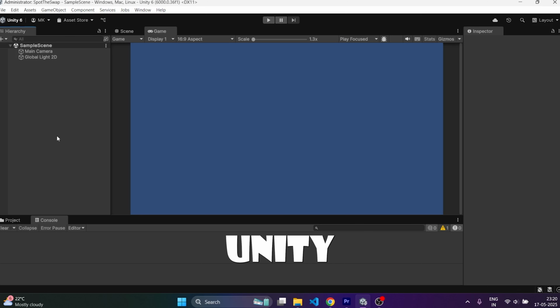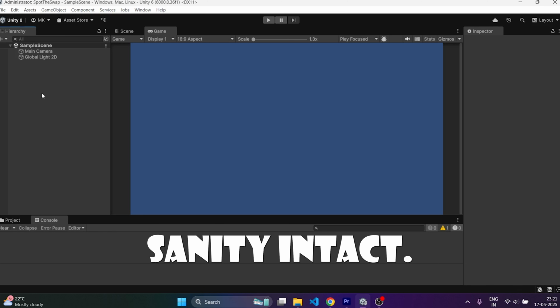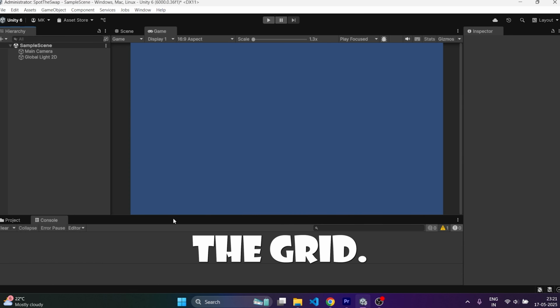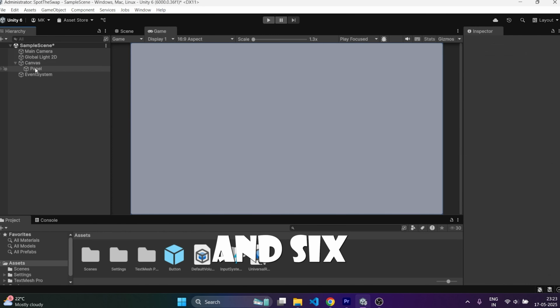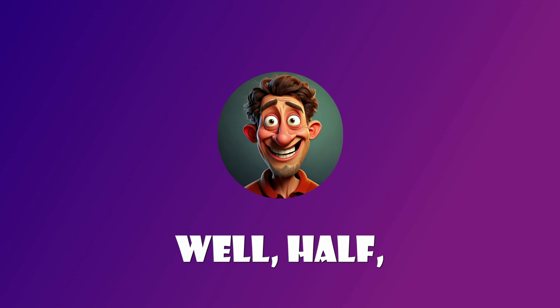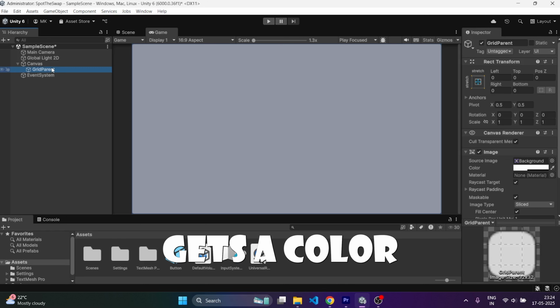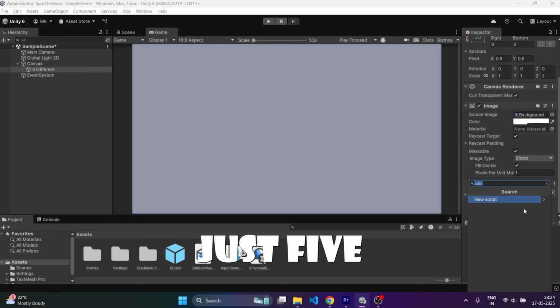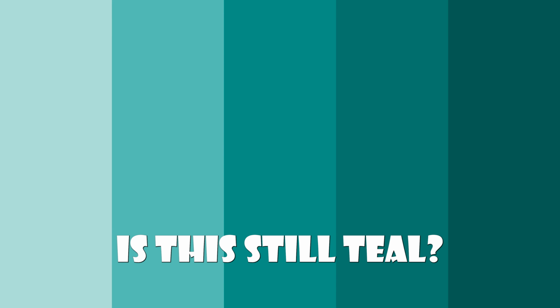Alright, so I fired up Unity. Classic. Blank state. Hope in my eyes. Sanity intact. Time to start building. First, the grid. I went with a 5x5 grid because 4x4 is for toddlers and 6x6 is for people with 3 brains, and I have only one. Well, half, but no one knows, so please don't tell anyone. Each square gets a color, randomly chosen from 5, just 5 carefully curated shades of painfully similar. We are talking teal, blue, slightly darker teal, greenish, and is this still teal?